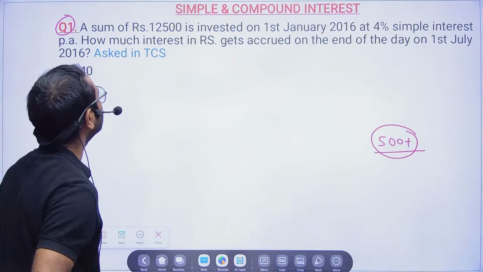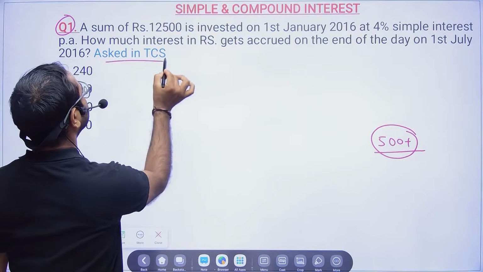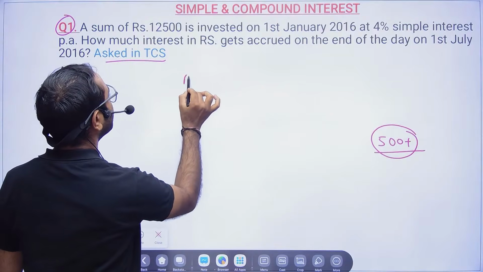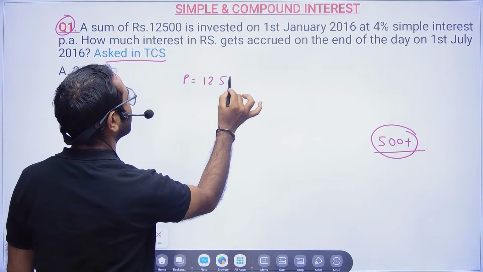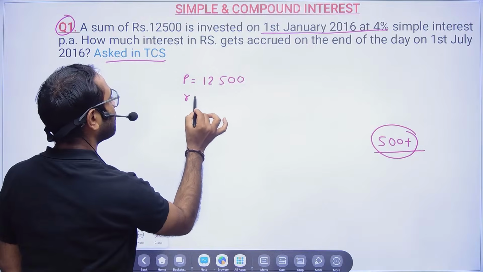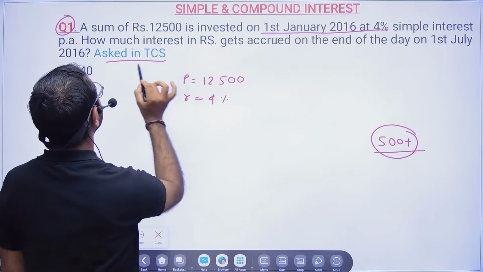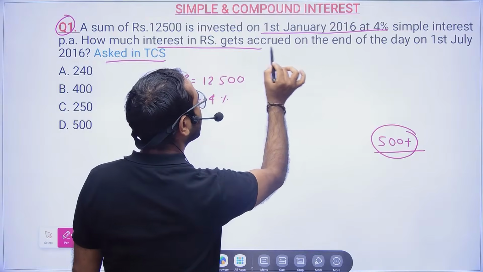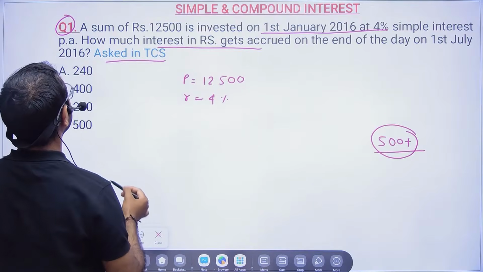Okay, now this question is very simple. This is asked in TCS. Slowly the level of the question will increase. A sum of rupees, so principal is 12,500, is invested on 1st of January at the rate of 4% per annum, simple interest. How much interest in rupees gets accrued on the end of the day 1st of July?